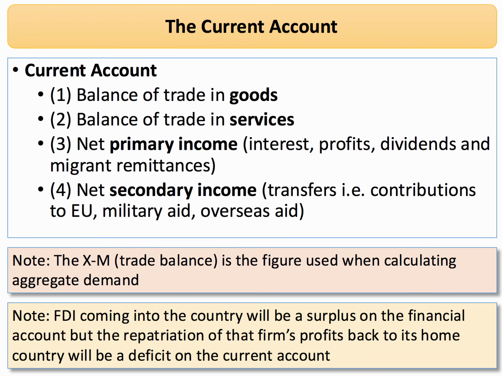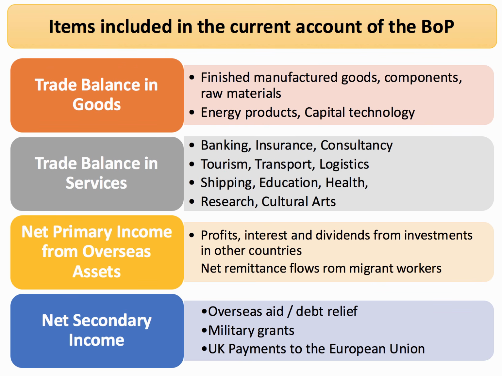So the current account is basically asking a question. It's saying, is a country paying its way internationally? Is it earning enough money from exporting goods and services, and maybe earning income from overseas investments, to pay for the imports of products that they need, and also maybe to pay for aid transfers or other kinds of outflows?